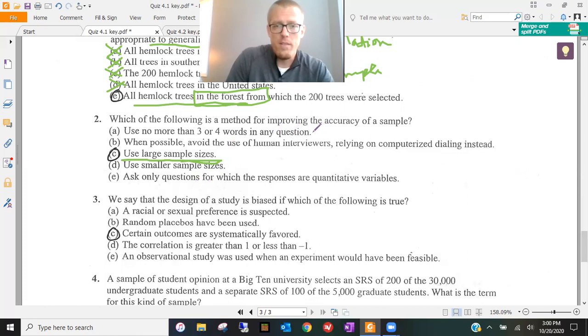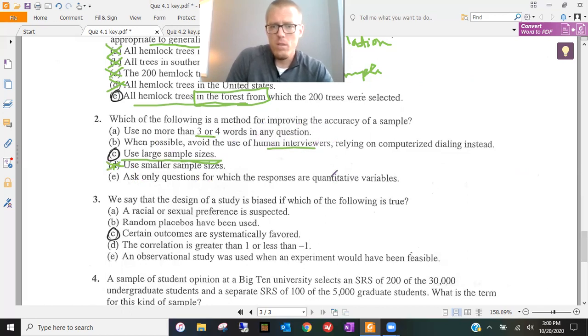Wording of a question is obviously important, but this is not crucial. You don't need to limit yourself to 3 or 4 words. When possible, avoid the use of human interviewers. Nah, not really, because you're going to have to ask questions that are human interviewers a lot. Use smaller samples? Definitely not.